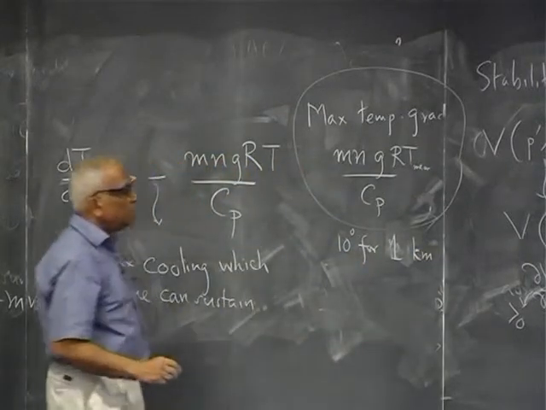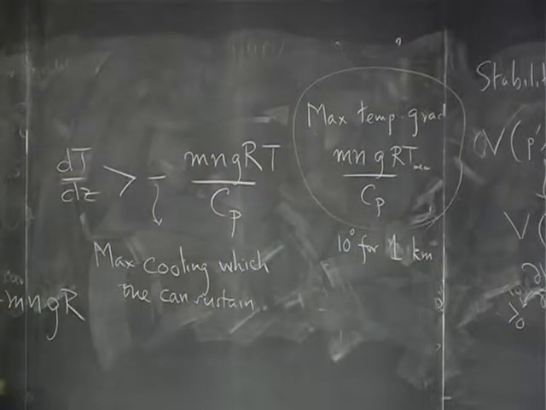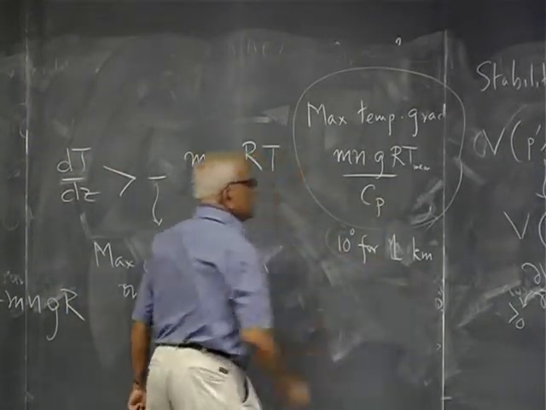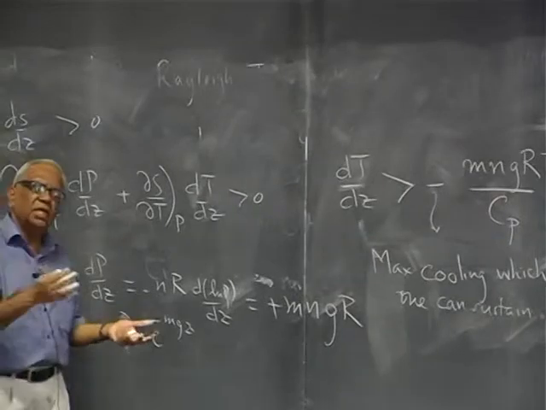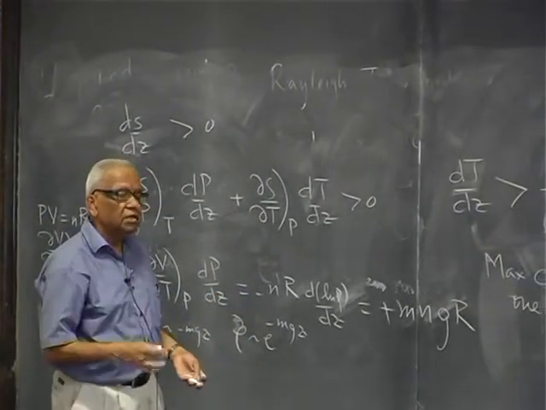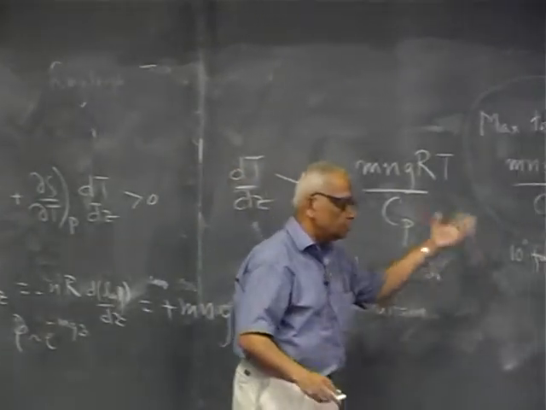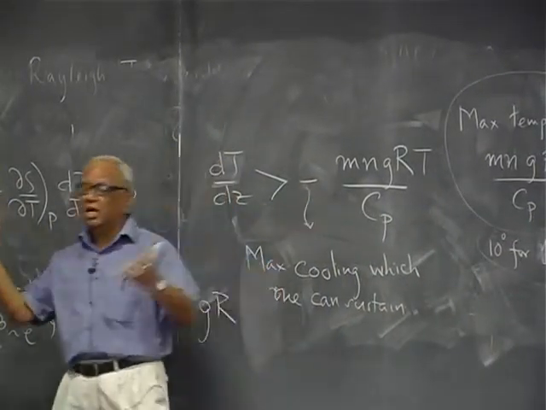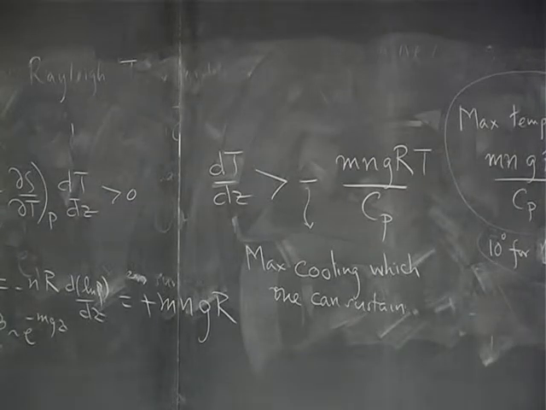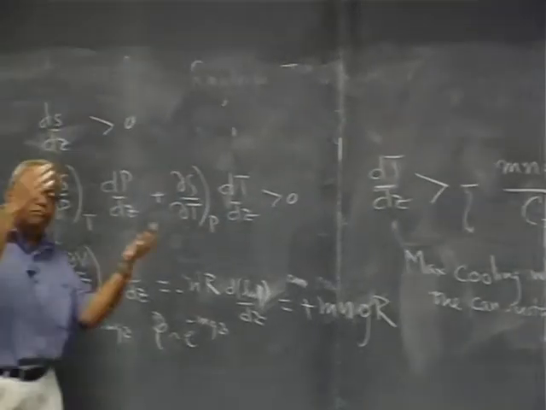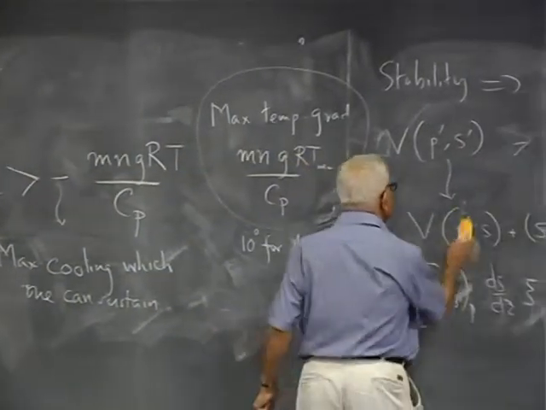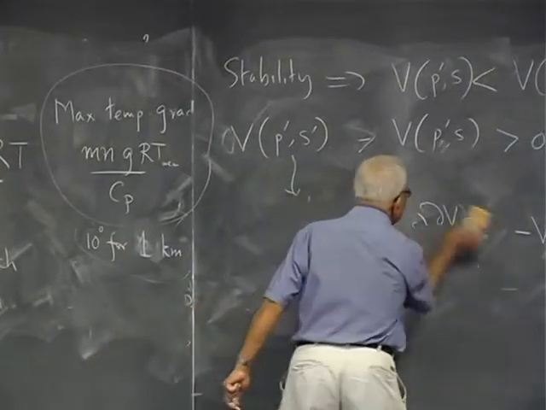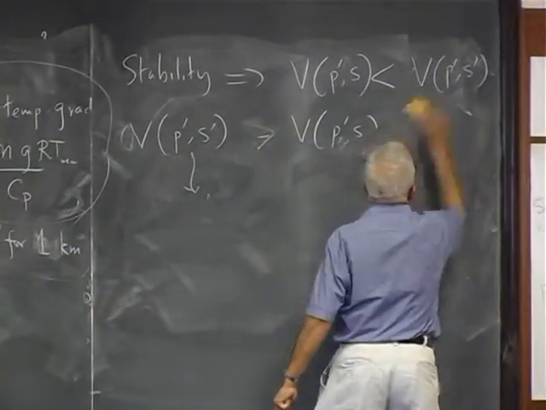So 10 degrees centigrade for 1 kilometer, that's the maximum that you can sustain. So if you were to be in Ooty right now, the coolest possibility is something like 12 or 13 degrees centigrade, which certainly is desirable. But you can't have it arbitrarily low, and there is a limit beyond which the atmosphere would become unstable.